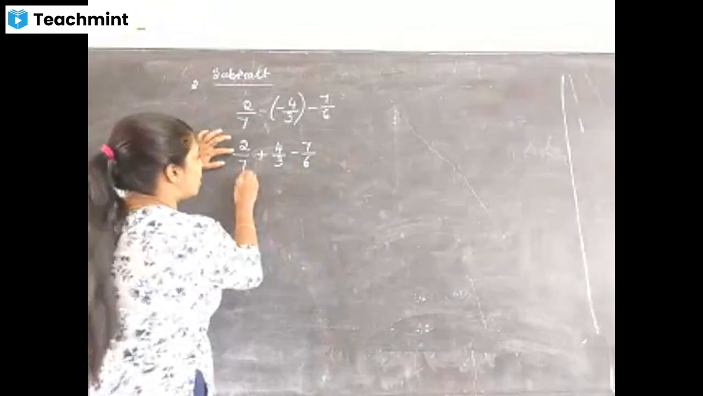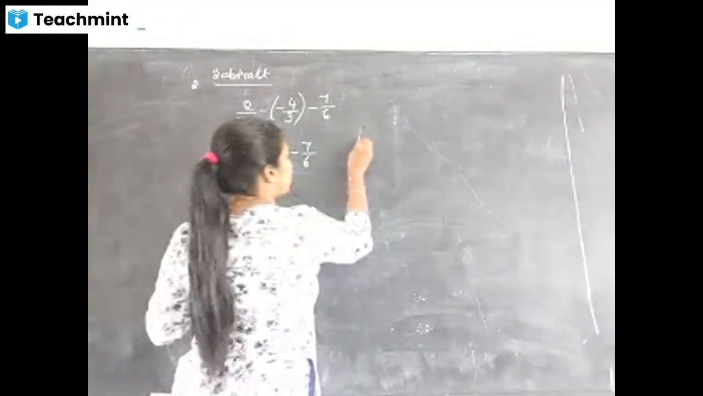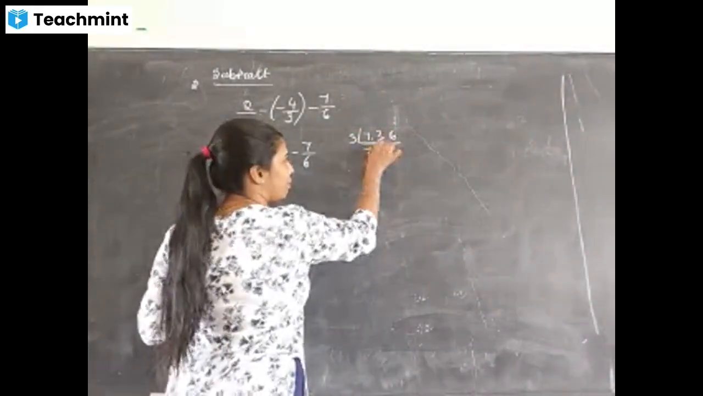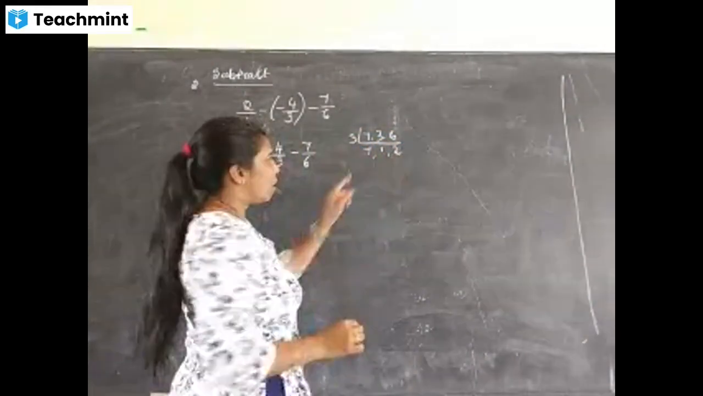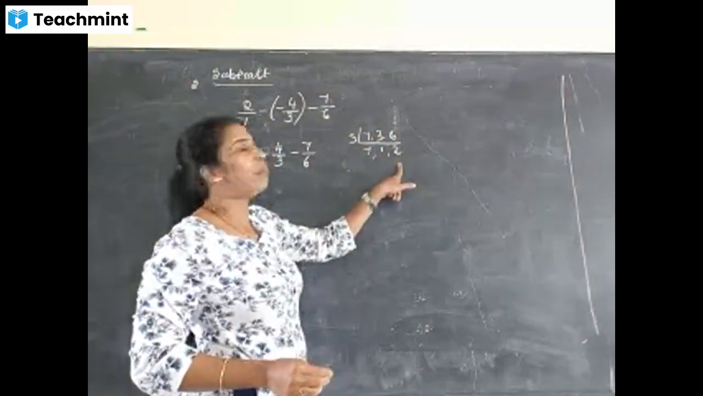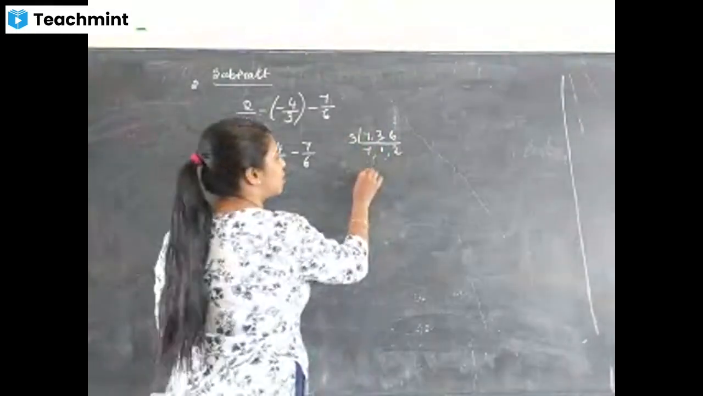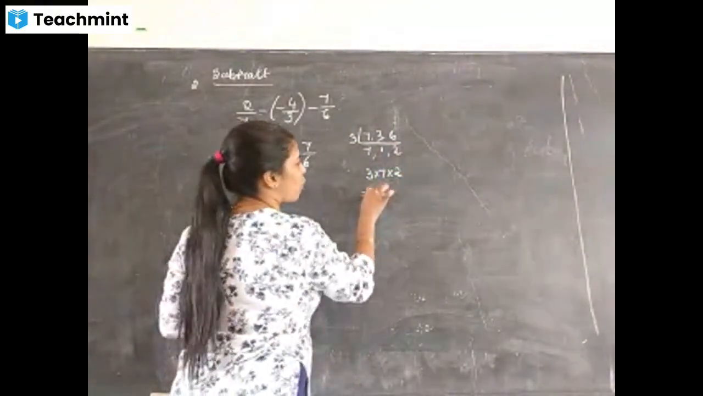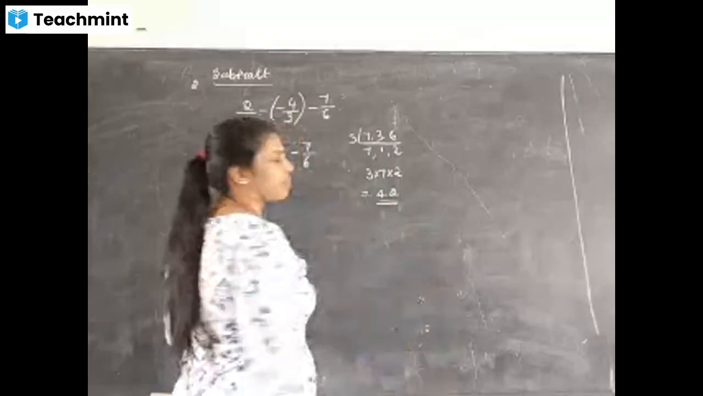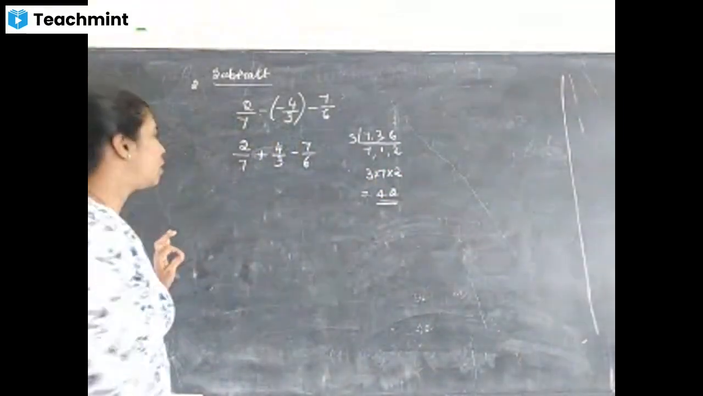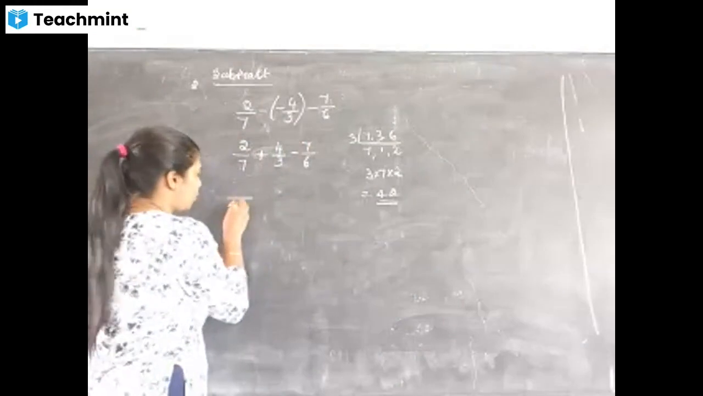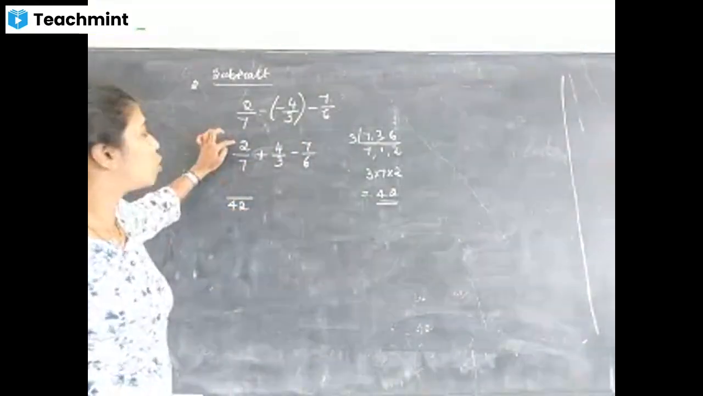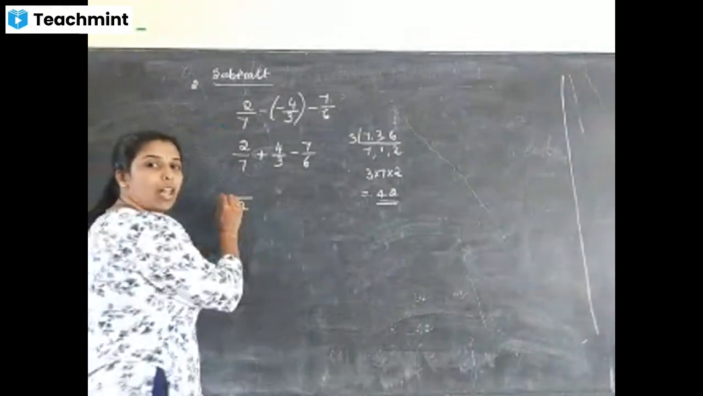Now, what is the LCM? The LCM of the denominators 7, 3 and 6. Divide by 7 and 3 first, then 2. Now 7 and 2 will not go by the same number, so we directly multiply 3 into 7 into 2, which is 42. 42 is our LCM. To convert the denominator to 42: 7 sixes are 42, 7 sixes are 42, 7 sixes are 42. 2 sixes are 12.